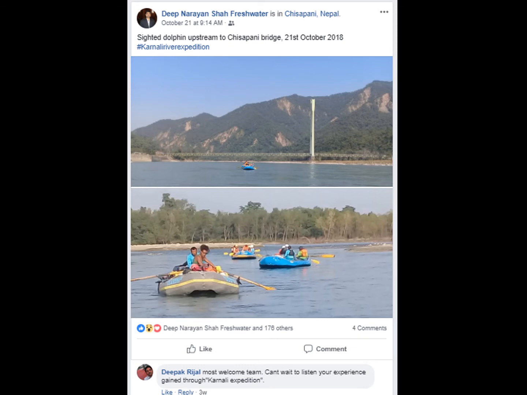There was a Facebook posting where they actually saw a freshwater dolphin near the Chisapani Bridge. If you can see in the background the bridge on the upper photo, that's the bridge where there was a picture of us that I had on the first slide. So yeah, freshwater Gangetic dolphins are actually found in this river. It's pretty crazy.